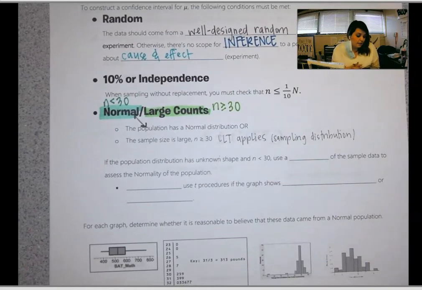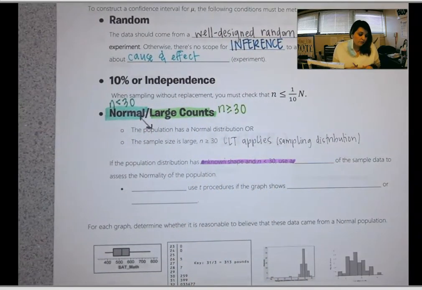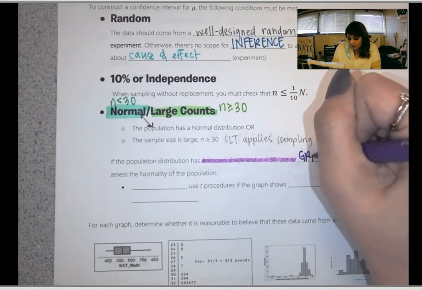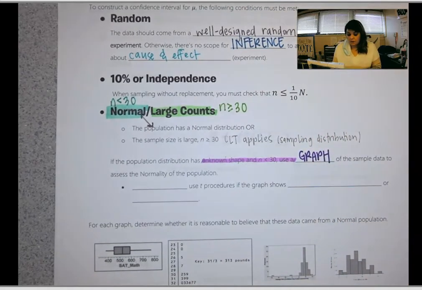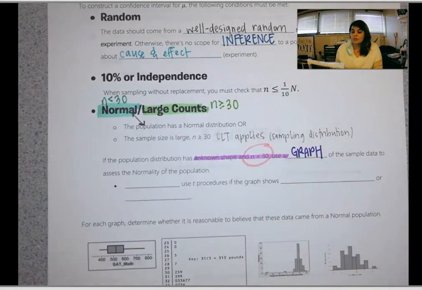If your population has an unknown shape and n is less than 30, then we have to graph the sample data to assess normality. We don't know the population shape because they don't tell us. In our previous problems, they just told us what the population shape was. And the other issue is that our sample size is less than 30.